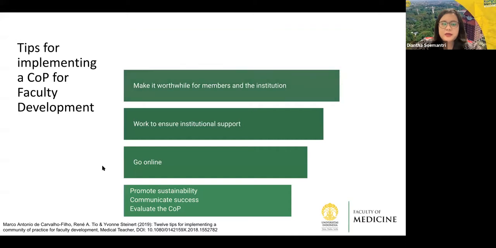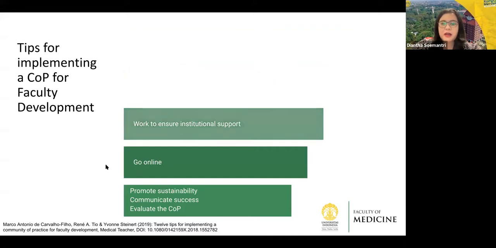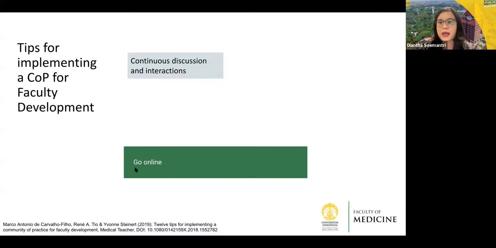So when we look at the tips for implementing COP for faculty development, one tip is to go online. In the current development of the world, where everything is digitized, everything is about technology and how technology has really influenced and shaped our working and personal life, it's very important for us to make sure that our COP is also online to some extent, because there are some benefits of online COP. First, there could be continuous discussion and interaction, because the nature of online is to make it borderless.